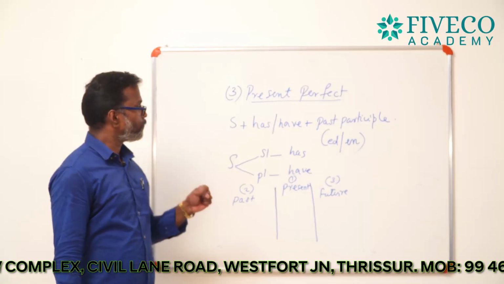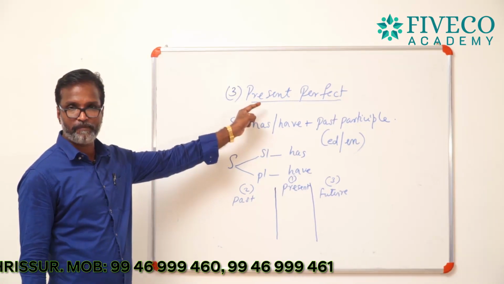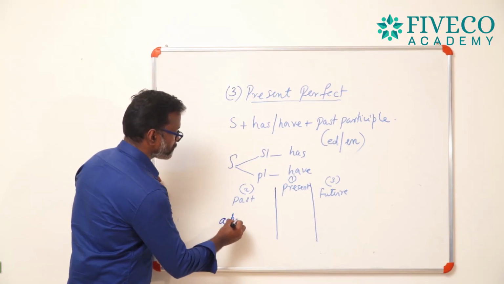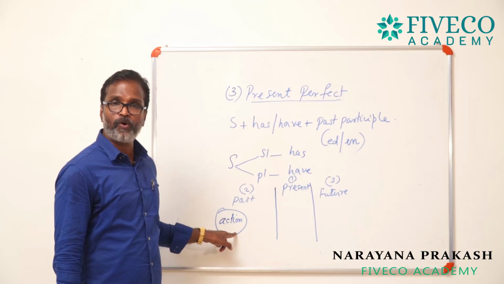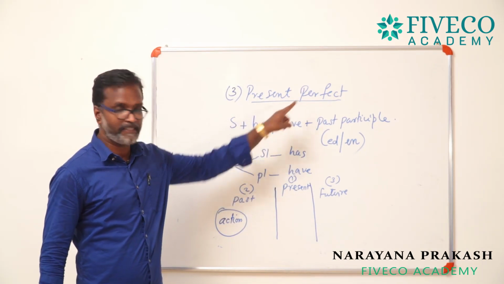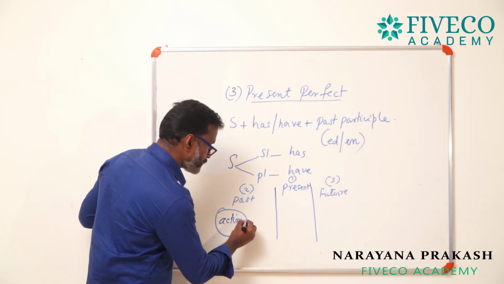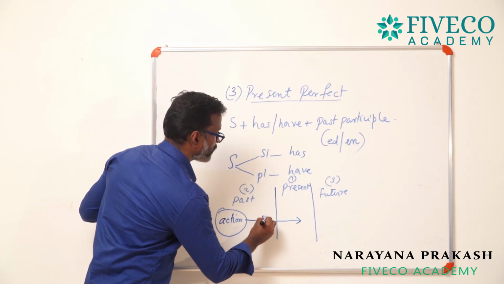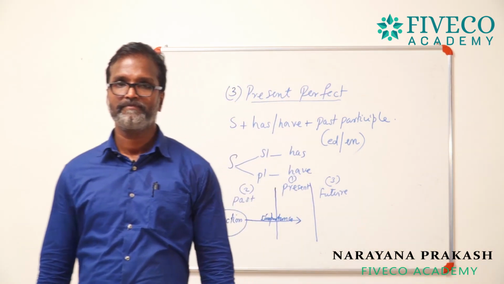So, come to the point: when can we use sentences in present perfect? That is the question. In present perfect, the action is already completed or perfected at one point of the past. Perfected means completed. But the complete importance of that action is shifted into the present. Very simple it is. You understand?